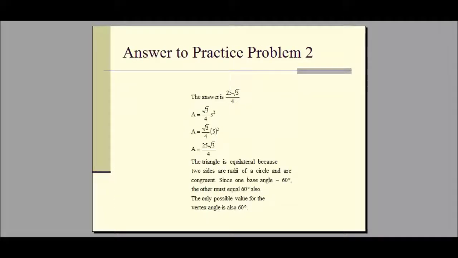Answer to practice problem 2. The answer is 25 square root of 3 over 4. A equals square root of 3 over 4 times S squared. S is replaced by 5 and we square it. We get 25 square root of 3 over 4. The triangle is equilateral because two sides are radii of a circle and are congruent. Since one base angle equals 60 degrees, the others must equal 60 degrees also. The only possible value for the vertex angle is also 60.